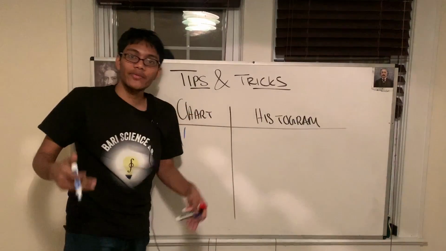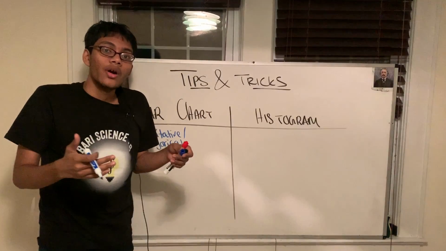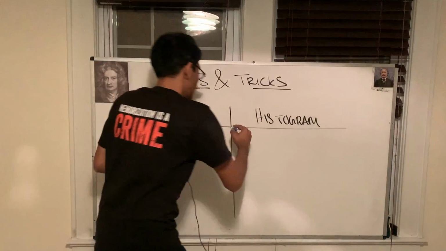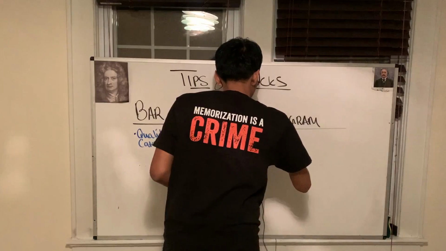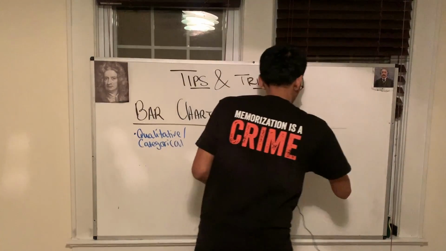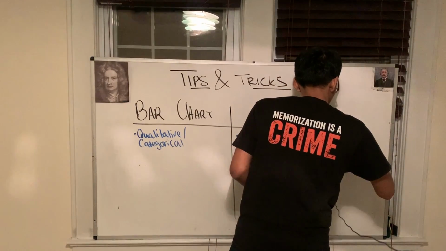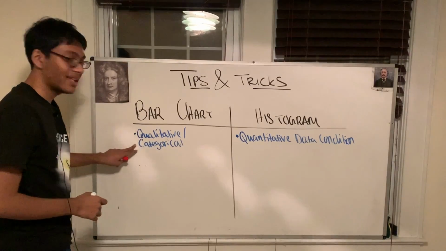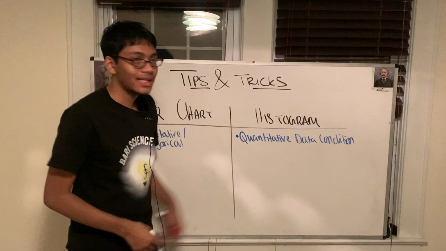Whereas histograms, to even use a histogram for a data set, your data set needs to apply and master which condition? The quantitative data condition. Your data set must pass the quantitative data condition so that you can apply a histogram to it. Okay, so let's summarize our first point. You've got qualitative or categorical data, use a bar chart. You've got quantitative data, use a histogram.